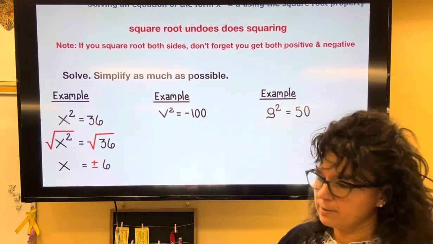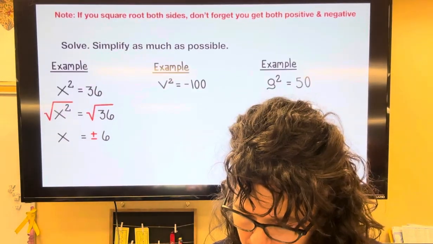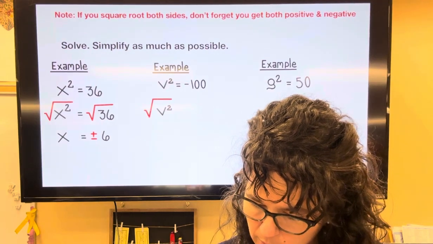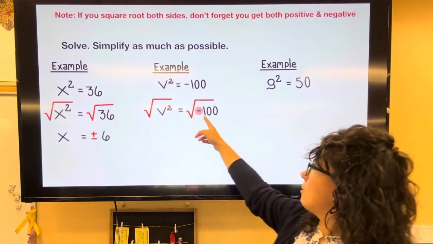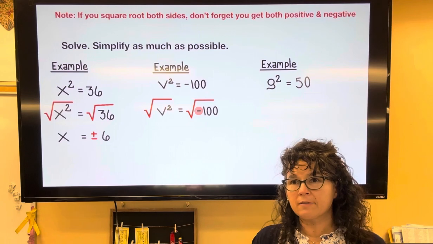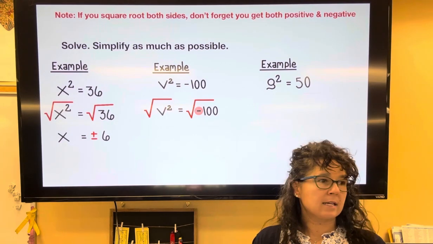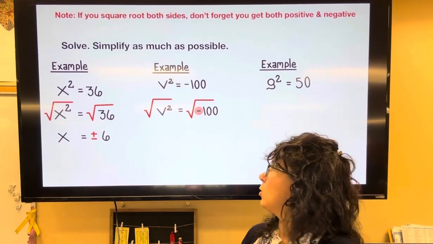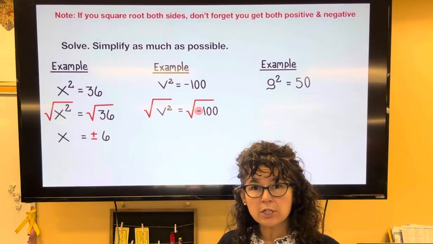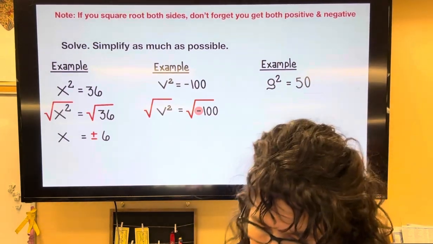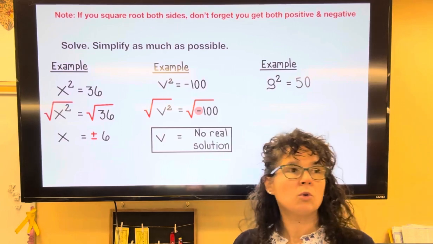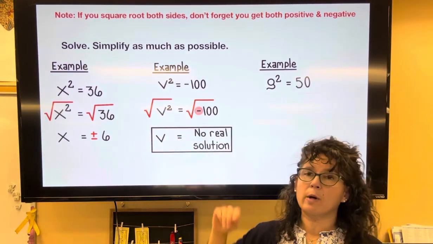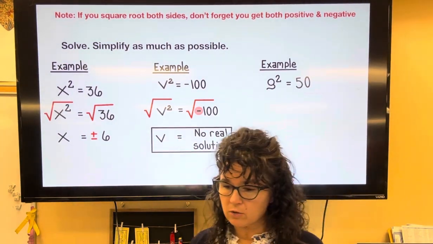Now on this one, if we go to square root both sides, the problem is we're taking the square root of a negative number, and we would get an imaginary answer. And we're only looking for the real solutions. So we're going to say, in this case, no real solution. So if you end up square rooting a negative, you'll say no real solutions.